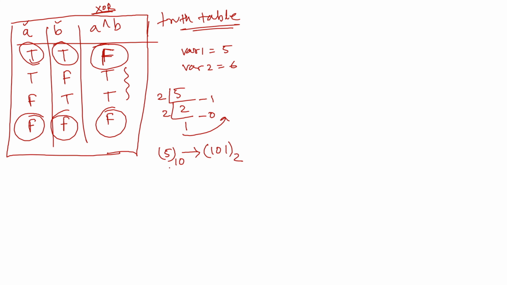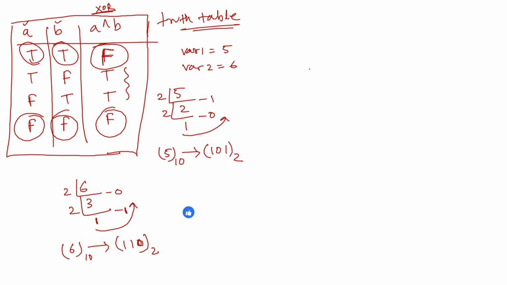Similarly, if I calculate 6, I will keep dividing by 2. 2 3s are 6, the remainder is 0, and 2 1s are 2, the remainder is 1, so it is coming as 110. So 6 in decimal can be written as 110 in binary form. Now if I want to perform the XOR operator, that means var1 XOR var2, where var1 is 101 and var2 is 110.